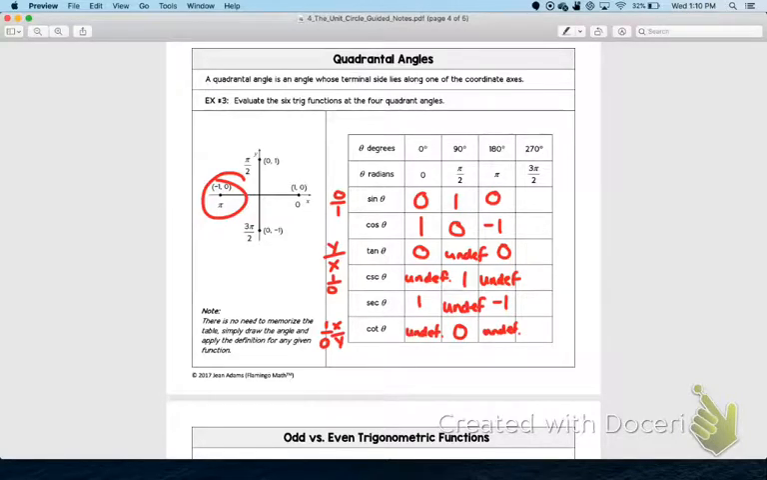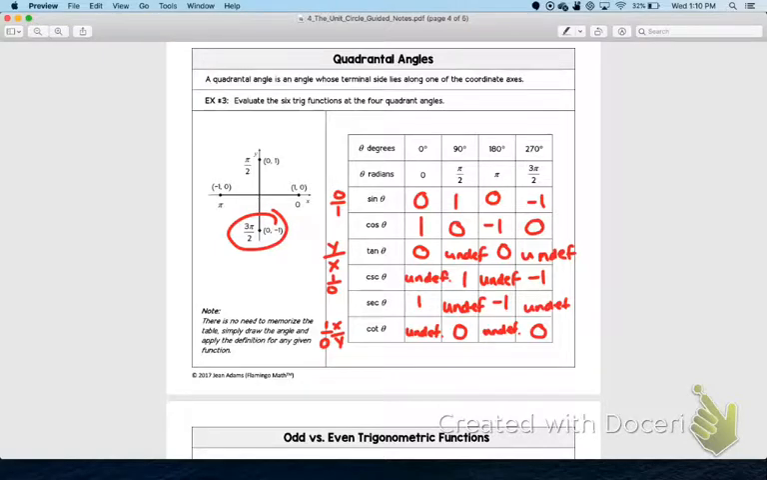And then down at 270, or 3/2 pi, my sine is my y, so -1. Cosine is 0, so tangent is -1 over 0, which is undefined. Reciprocal of -1 is -1, the reciprocal of 0 is going to be undefined. And then the reciprocal of undefined is 0. Okay, so those are called quadrantal angles, so angles that occur on your axes.